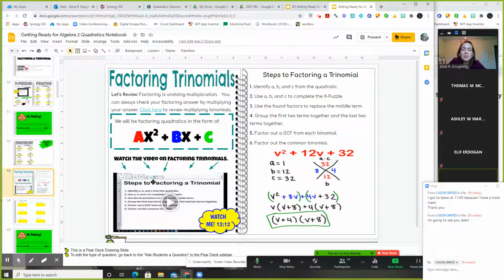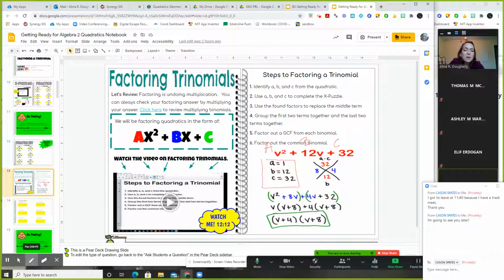Again, if at the end of the day you're still not sure what I had you doing, there's a 12-minute video right here. It'll be a lot shorter than my 50-minute video once we're done with the day. There are basically 6 steps, and they get a little hard to read if we just look at them. But basically, the first step is to identify the A's, the B's, and the C's. The A is in front of that squared variable, so that's the invisible 1. The B is in front of the variable that's a power of 1, so that's 12. And then the C is that last term, okay?